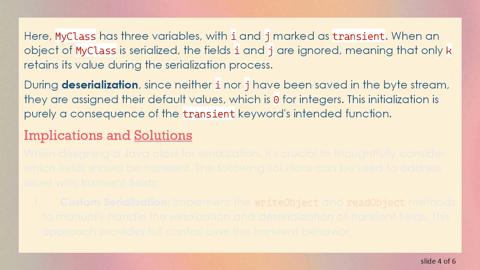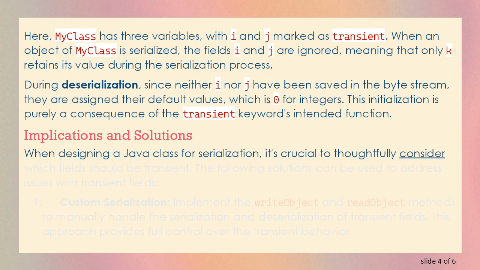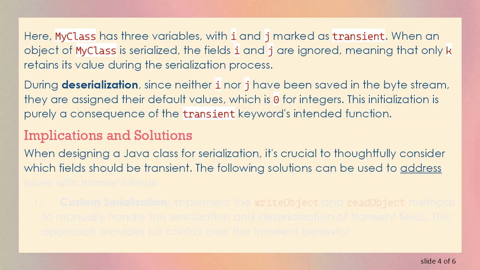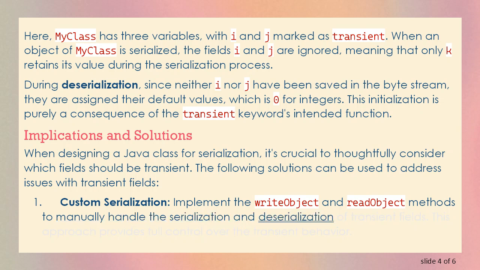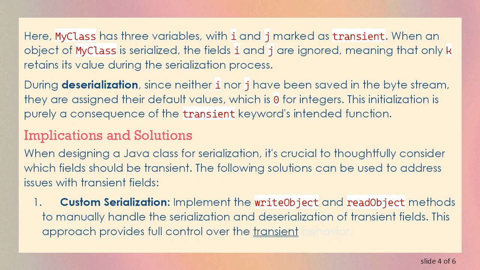Implications and solutions. When designing a Java class for serialization, it's crucial to thoughtfully consider which fields should be transient. The following solutions can be used to address issues with transient fields. Custom serialization: implement the writeObject and readObject methods to manually handle the serialization and deserialization of transient fields. This approach provides full control over the transient behavior.